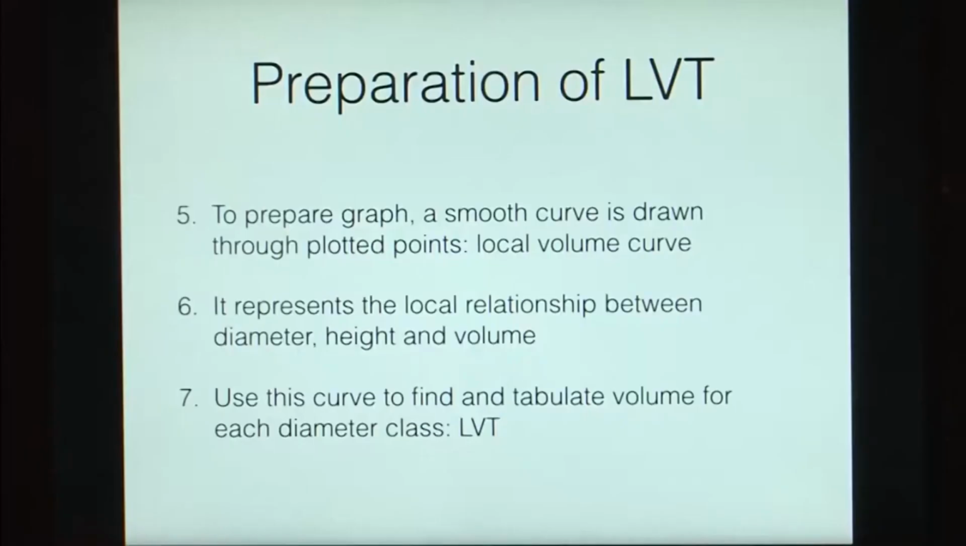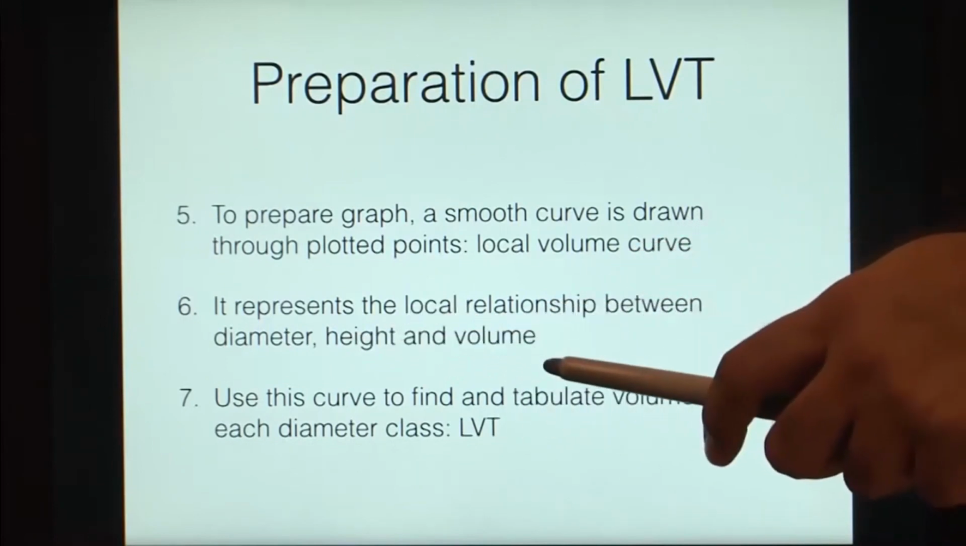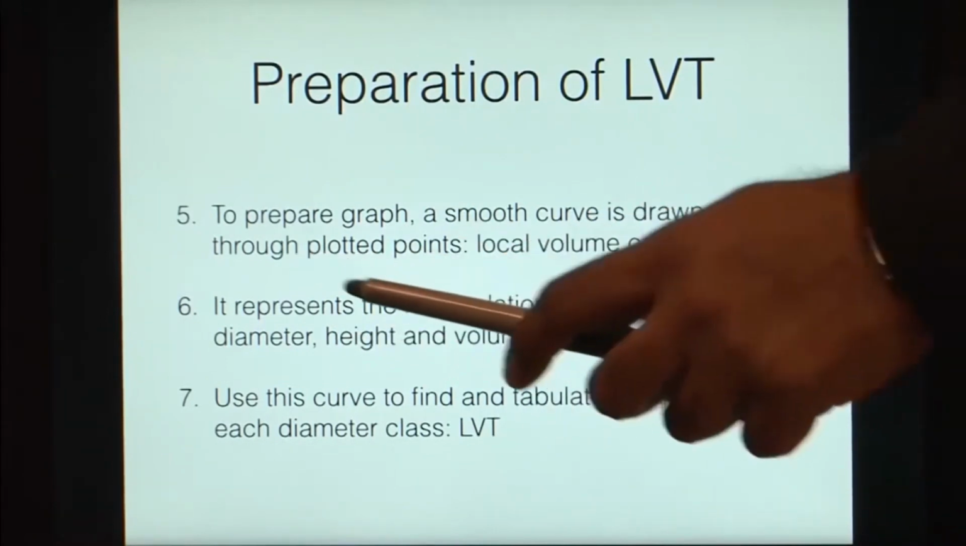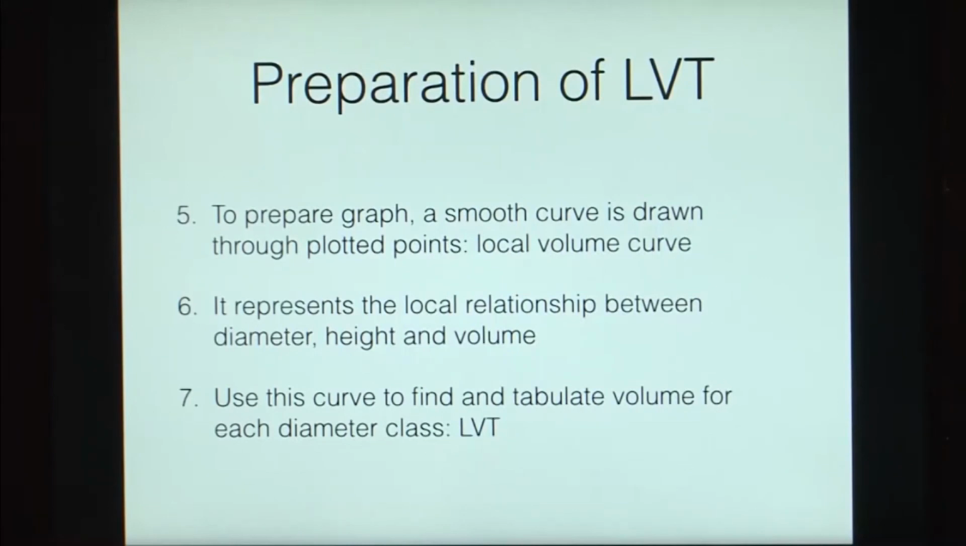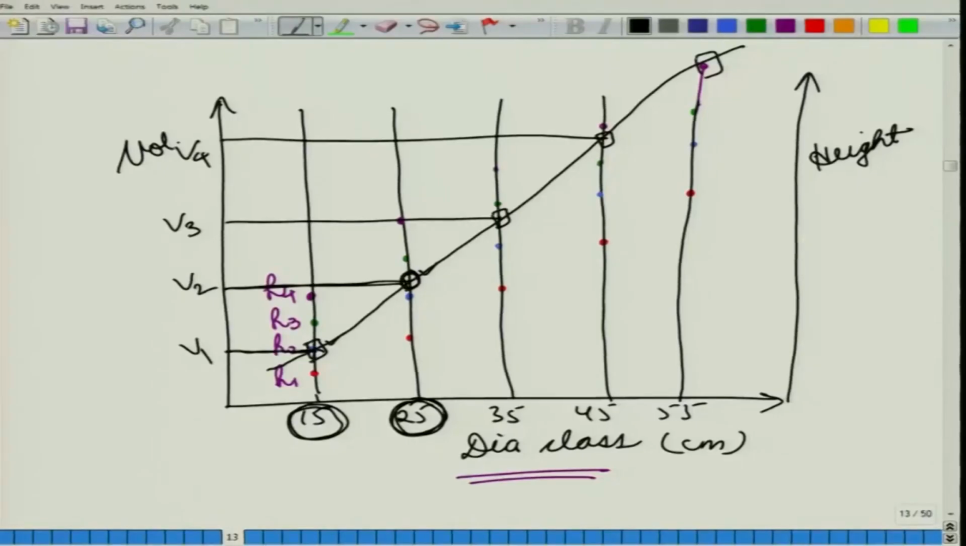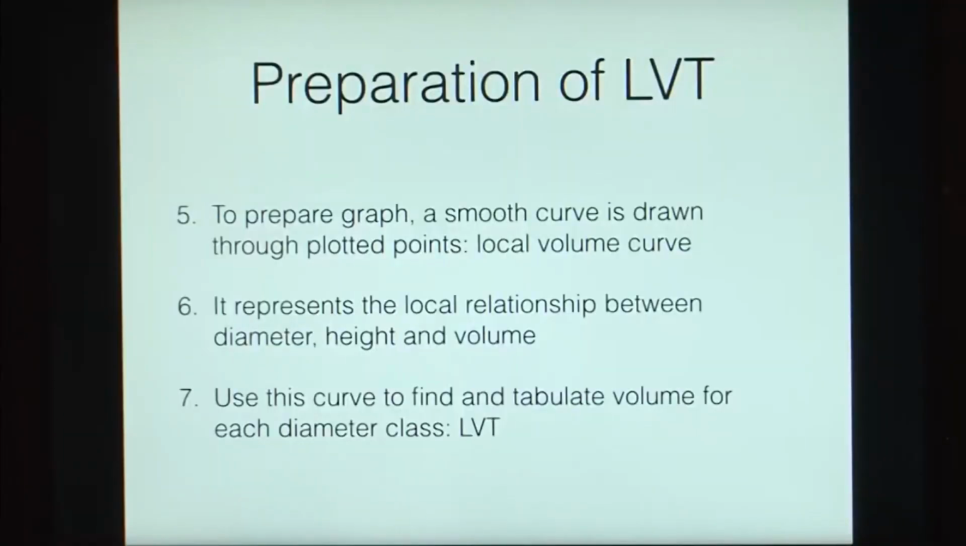So, coming back to the slides now. Once we have drawn the local volume curve, it represents the local relationship between diameter, height and volume. Because, as we have drawn on the tablet, here we have drawn the diameter class versus volume and the height. We have drawn all these three values together and derived our smooth curve. So, coming back to the slides. Next, we use this curve to find and tabulate the volumes for each diameter class, and once we do that, we get the local volume table.